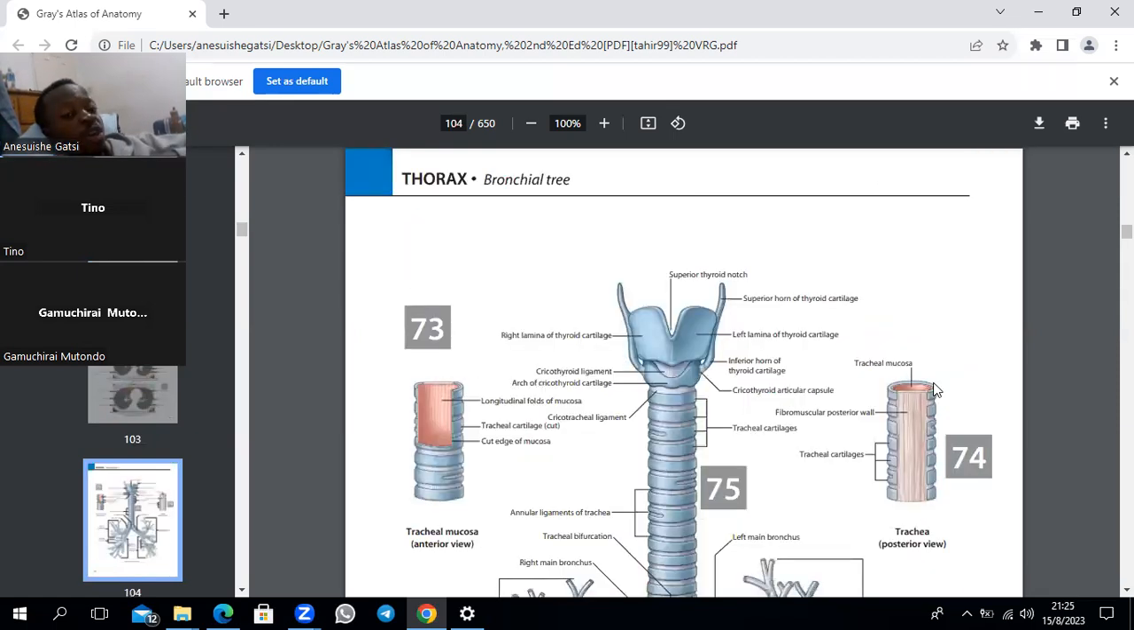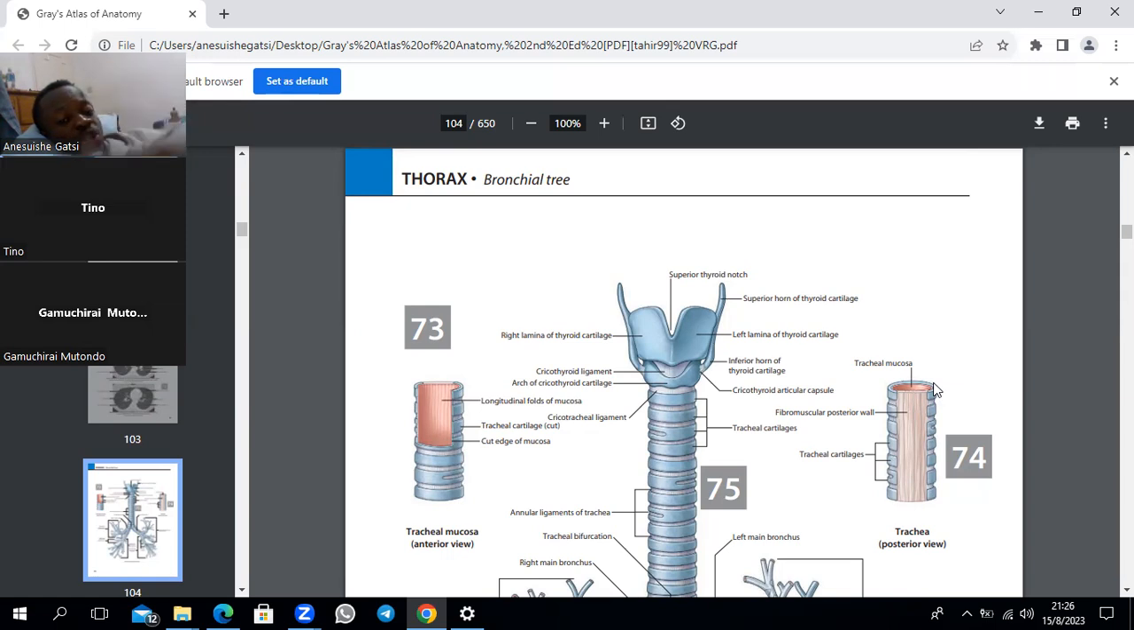Right. So we have a bronchial tree. The bronchial tree is how we go from the trachea dividing into the right principal bronchus and the left principal bronchus. Remember, the right principal bronchus is wider and shorter. Then you have a left principal bronchus. Then from the principal bronchi, you go to secondary bronchi, then tertiary bronchi, and so forth.